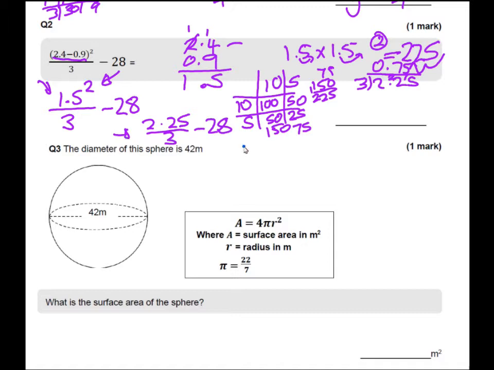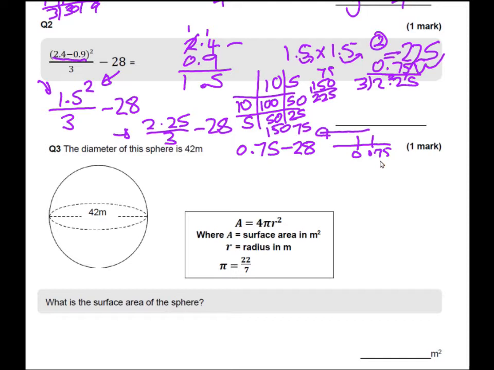So we're left with 0.75 subtract 28. If you think of your number line, we've got 0, and positive 0.75 isn't very far away from 0, and we've got to go 28 that way. So our answer is going to be negative, and to find it, we've got to take away 0.75 from 28.